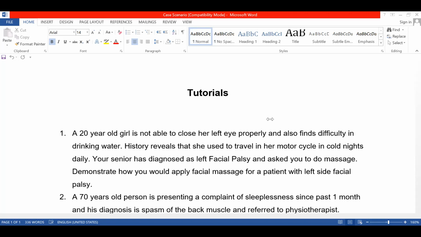But if the pain is because of spasm of the trapezius muscle, or spasm of any particular muscle, then you can give over that particular muscle alone. You don't need to give to the complete region. But like low back pain, if the pain is over the upper thoracic region, then you have to give to the complete back.